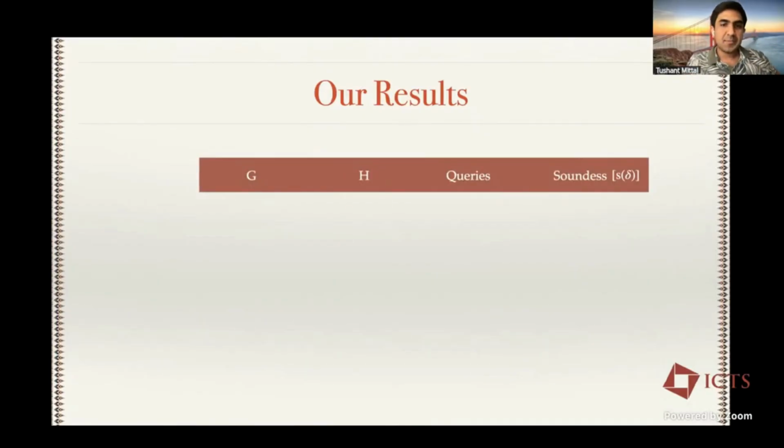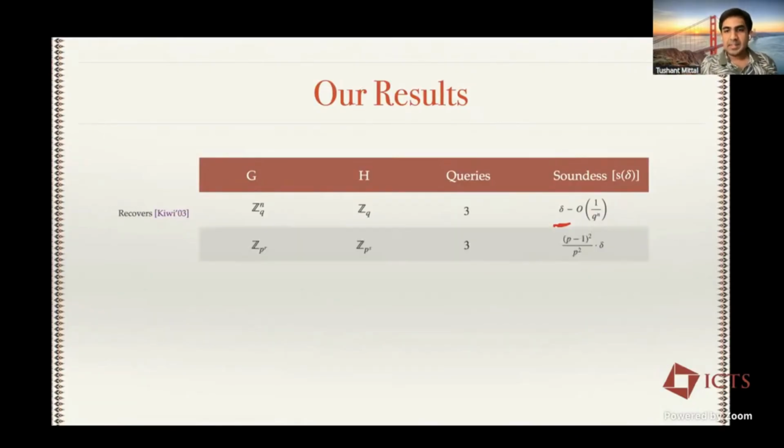So we've implemented this kind of procedure for a family of groups. Firstly, we can handle the case of Z_q^n to Z_q for q prime and prime power. Remember, for the BLR case, you had some suboptimal, 1 plus delta by p kind of guarantee, but now you can get close to optimal delta up to some exponentially small error, and this recovers the result of KV.